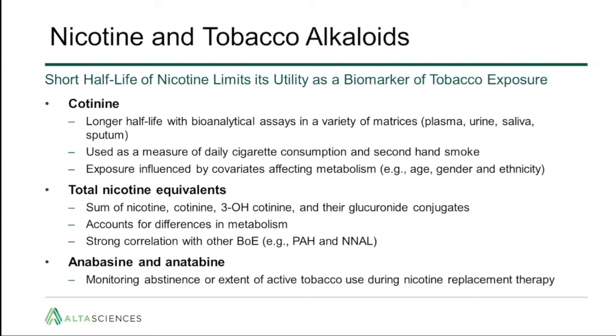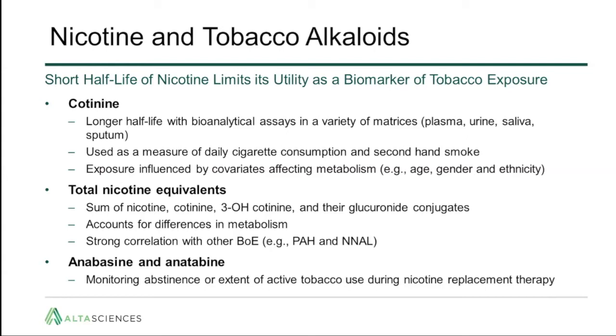The total nicotine equivalence is the sum of the nicotine, cotinine, the 3-hydroxycotinine, and their glucuronide conjugates. So you're looking at various different things to take in and sum up total nicotine equivalence. It accounts for differences in metabolism because people do have a lot of genetic variability with how they metabolize. And it has a stronger correlation with other biomarkers of exposure.